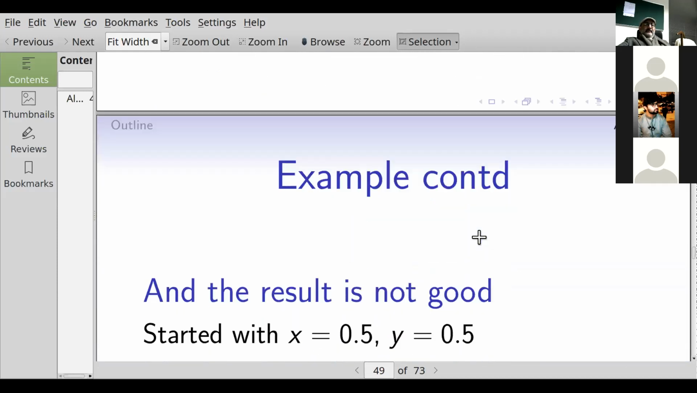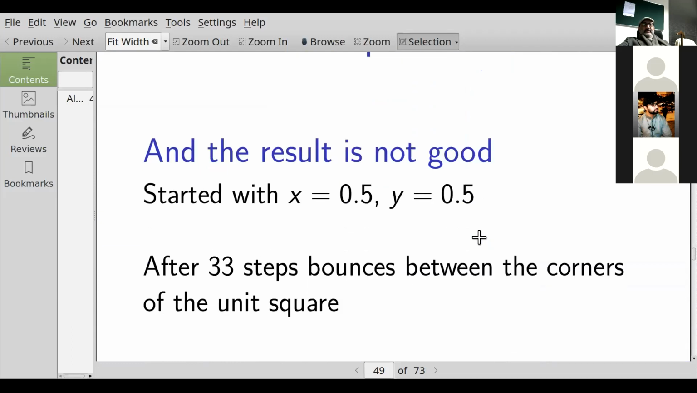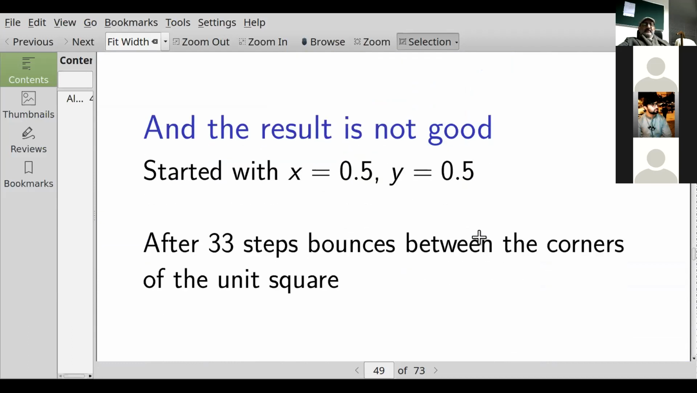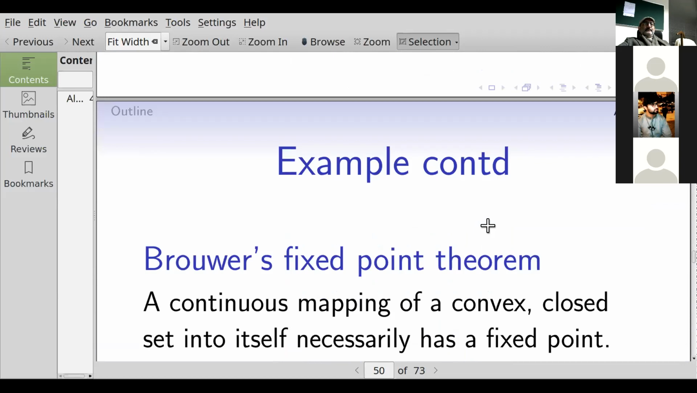Okay, and the result is not good. If I do that, I start with x equals 0.5, let's say, and y equals 0.5. And after 33 steps, the results are bouncing between the corners of the unit square. Okay.